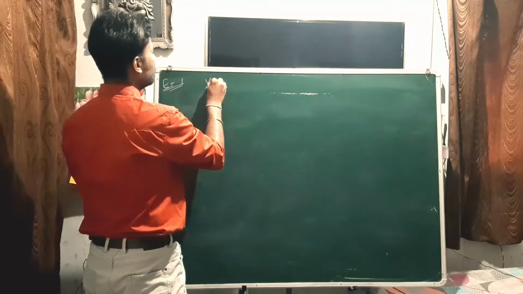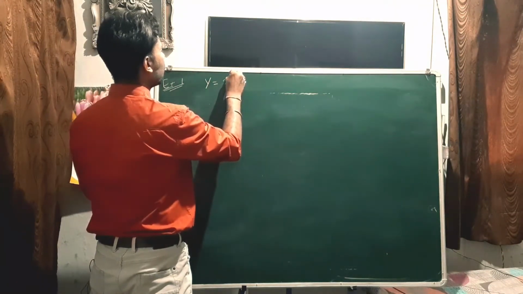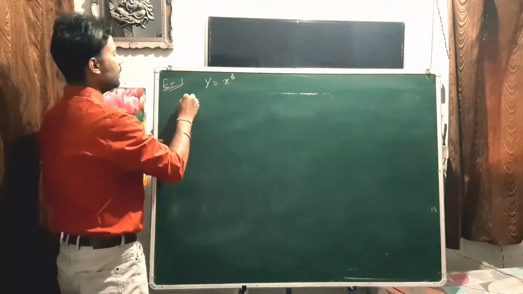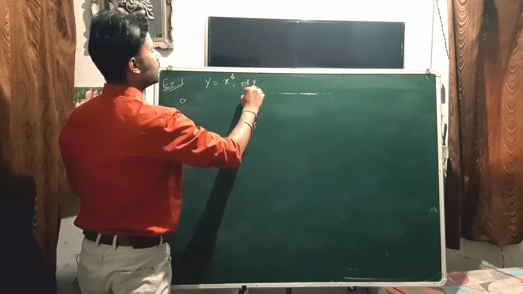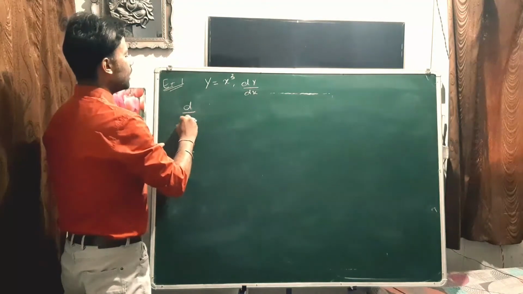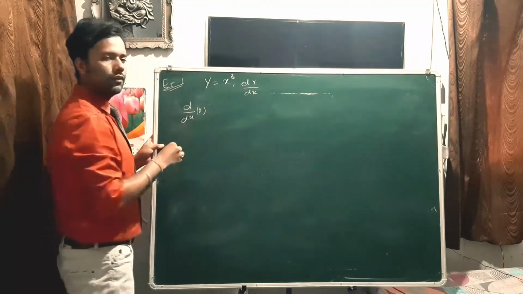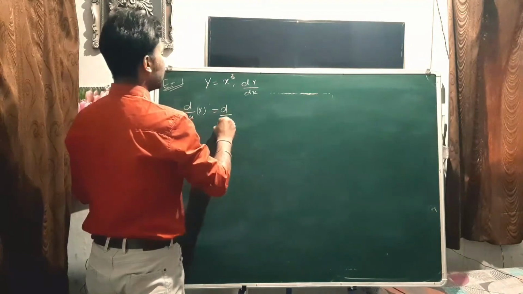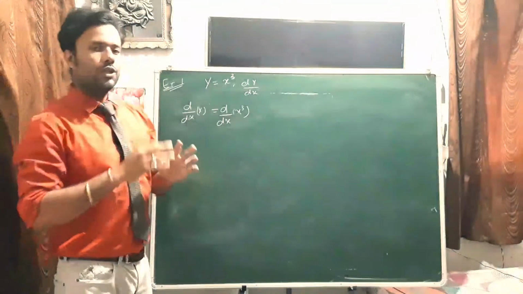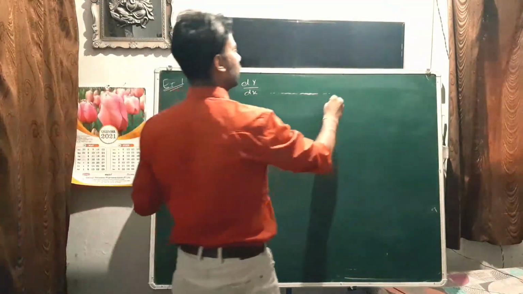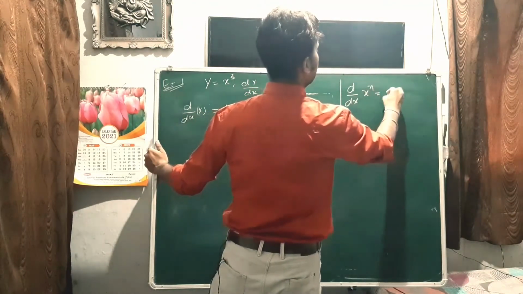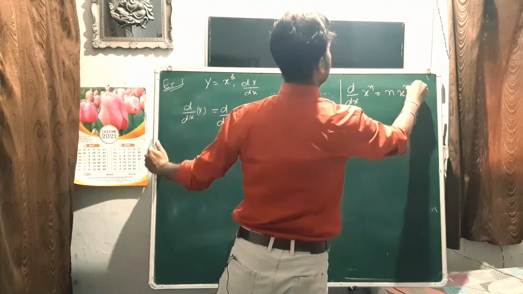Let's say y is equal to x to the power 3. Okay, and we have to find the value of dy by dx, right? So how do we solve this? d by dx of y, we have to find this. So d by dx of x cube. Now which formula will we apply here? If you remember, what was the formula? The formula was d by dx of x to the power n equals n x to the power n minus 1.